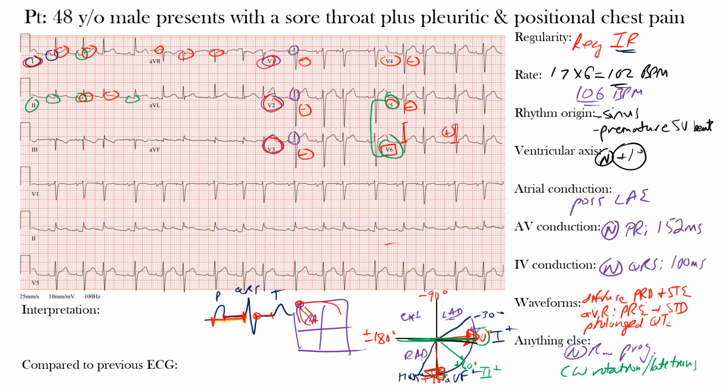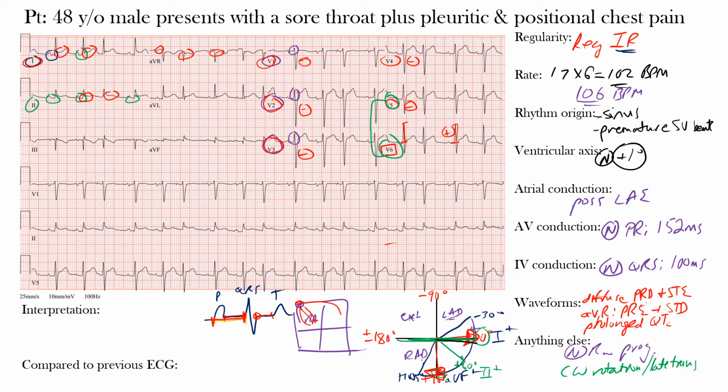Anyways, so what's our final interpretation? Well, we have a regularly irregular rhythm with sinus origin in most of those beats. We have some premature supraventricular complexes that appear to be coming at that third beat, and we have a rate of 106 beats per minute, so a faster rate. The ventricular axis we said was normal at positive 1 degrees. We have atrioventricular and intraventricular conduction that appear to be normal.